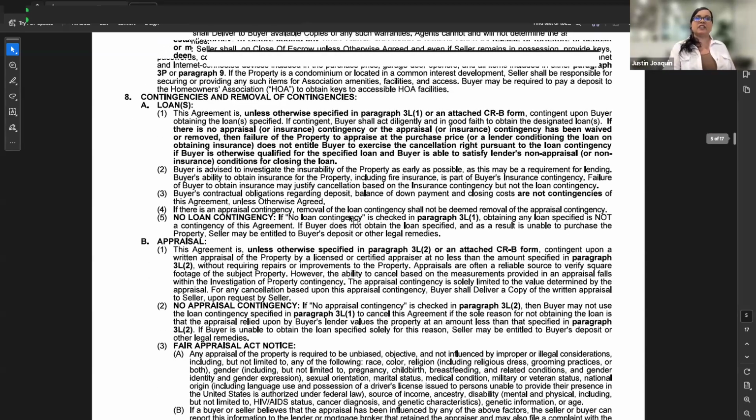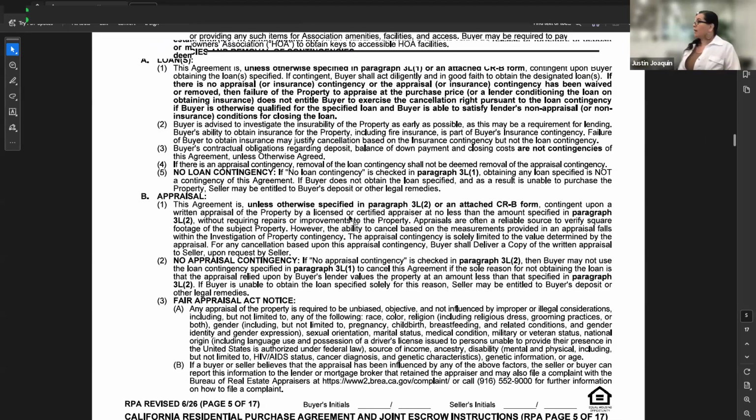Okay, 8, contingencies. Now, this is a big one. Remember in the grid, how many contingencies did we say? Anybody remember? I know it was a lot to remember. 8. And what paragraph are we looking at right now? 8. So 8 contingencies are automatically built into the contract unless you modify them out. And if you ever need information on them, what paragraph do you go to? 8. Okay, so the first contingency is loan.